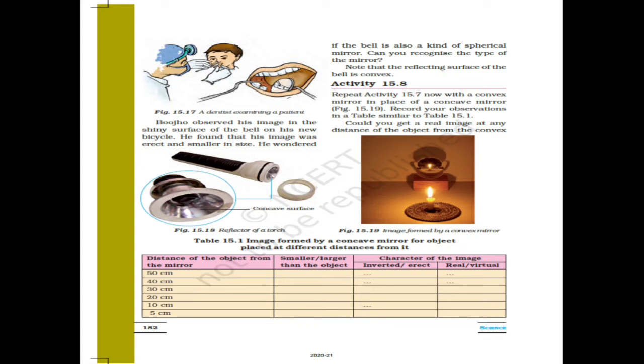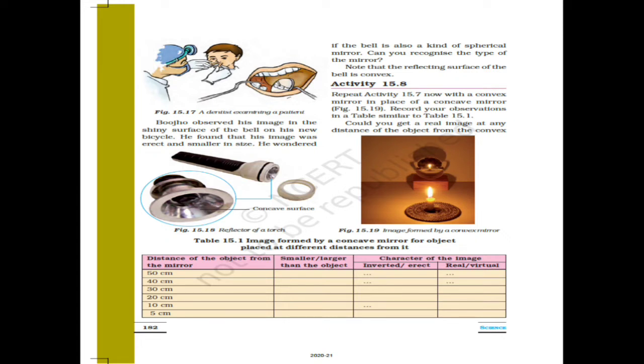So in our previous class, we discussed how images form in a concave mirror and also how a convex mirror forms an image. So let's move ahead, that is activity 15.8. Repeat activity 15.7 now with a convex mirror in place of a concave mirror, Figure 15.19. Record your observation in a table similar to table 15.1.